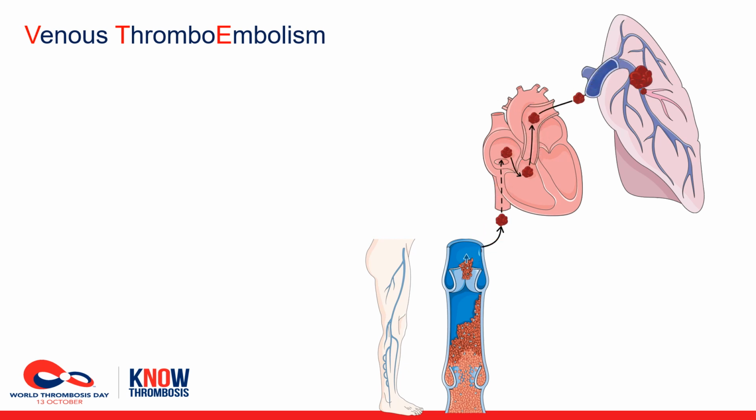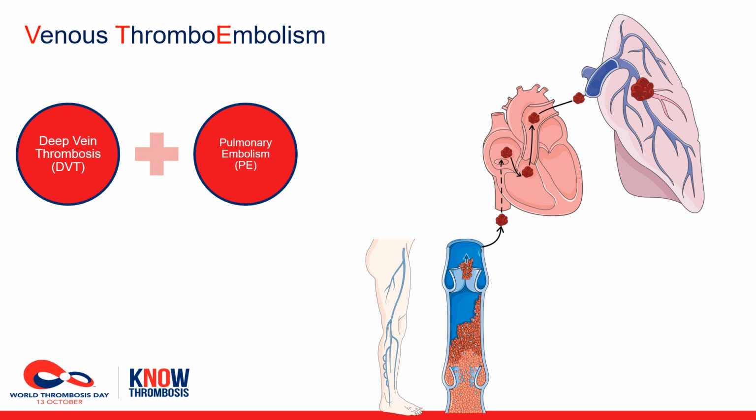So VTE really encompasses two conditions, and they are deep vein thrombosis, or DVT, and pulmonary embolism, PE. So DVT is clot generally in the deep veins of the legs, pelvis or arm, and a PE, as we said before, is an embolus which forms in the venous system, passes to the right side of the heart and lodges into the pulmonary artery. So DVT and PE equals venous thromboembolism.